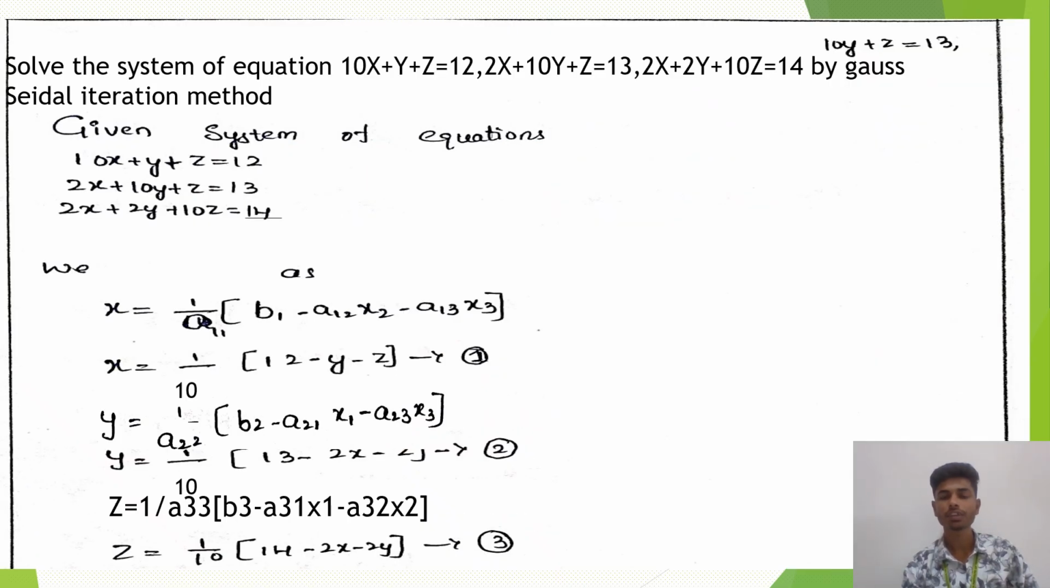Today I'm going to give a presentation on linear algebra and calculus to solve the system of equations 10x plus y plus z is equal to 12, 2x plus 10y plus z is equal to 13, 2x plus 2y plus 10z is equal to 14 by the Gauss-Seidel iteration method.